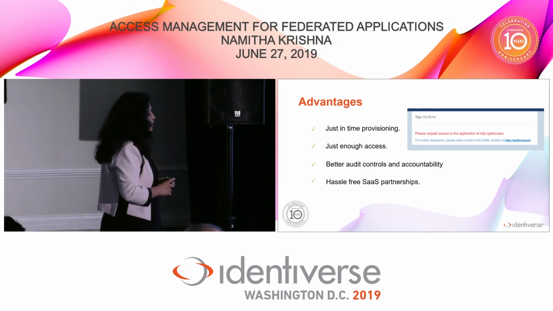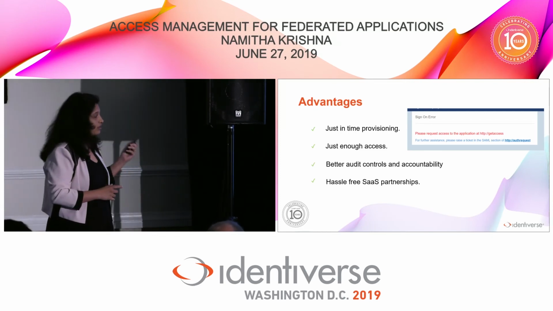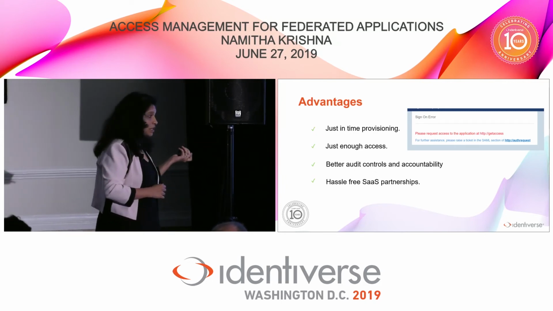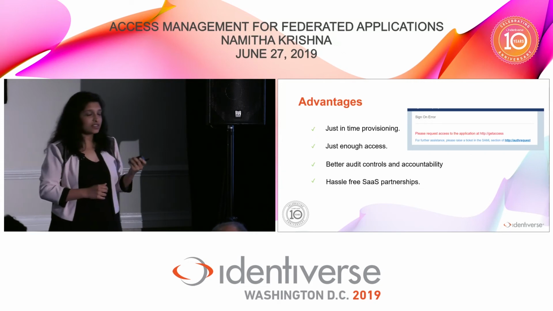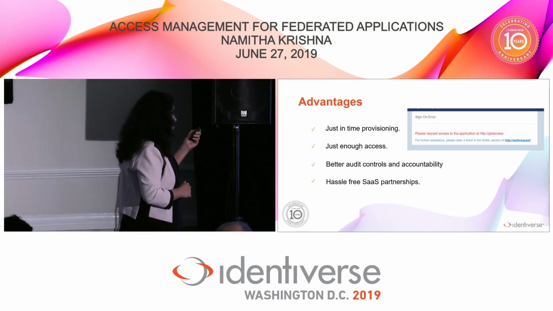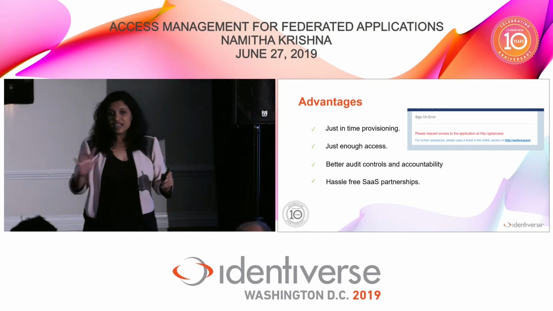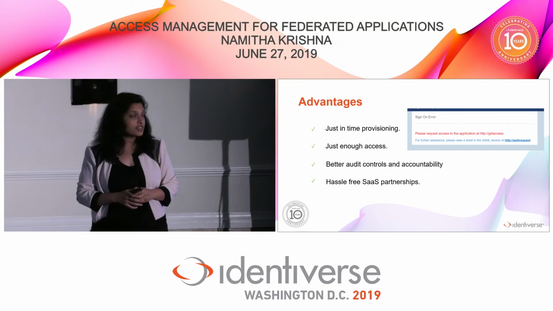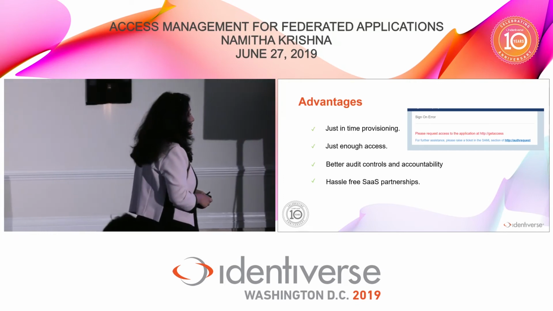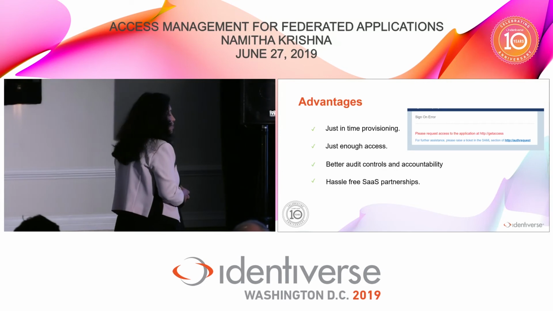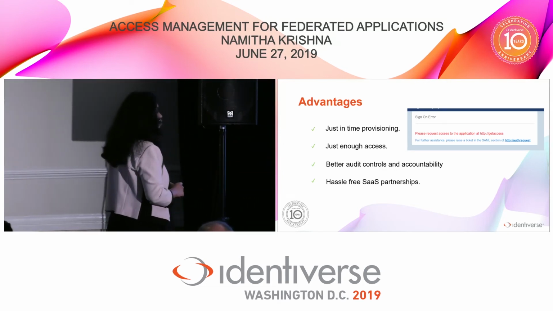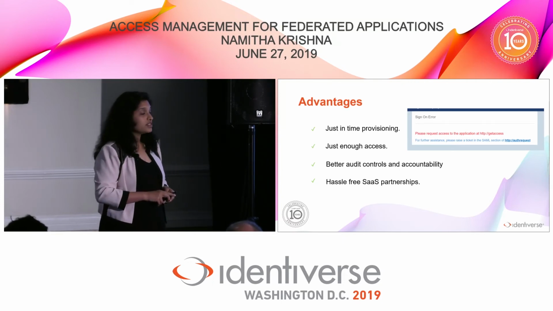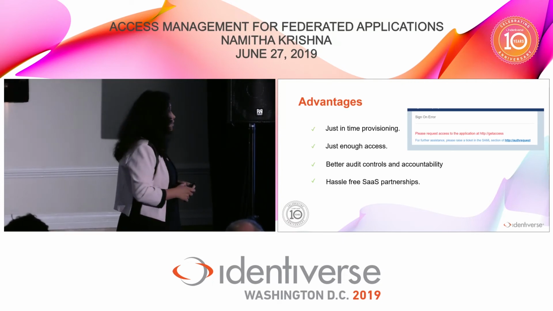So these are all the advantages that we think the new solution can provide. As I said, it provides just-in-time provisioning because there are real-time APIs now, and the users can request access whenever they think they need to. And there is just enough access. As I said, all of the access management process now happens on the enterprise side. So there is full control for the enterprise, and they can put in any controls that they feel are necessary to make sure that the user only gets the privileges that they need in order to complete the necessary tasks. They can also put in audit controls, and now there is a better way to track the accountability of the whole process.